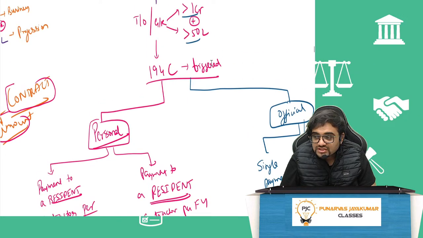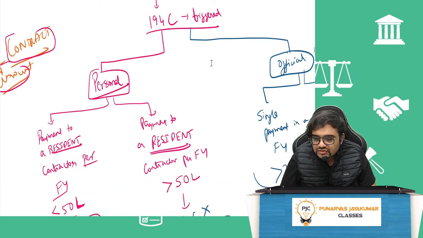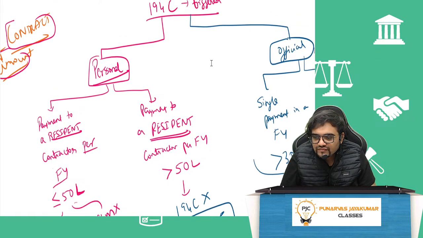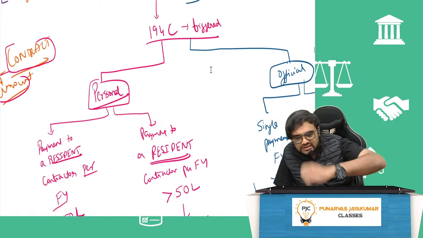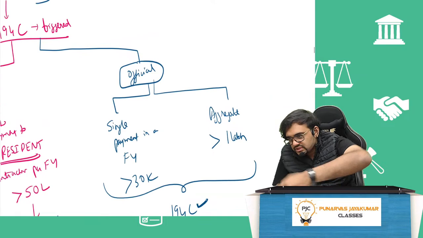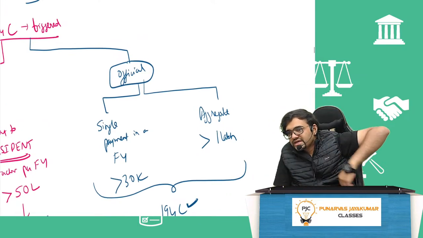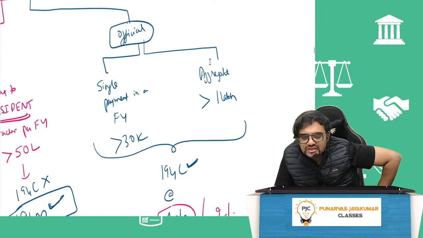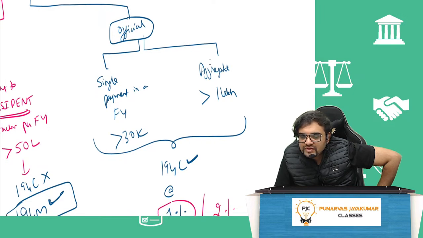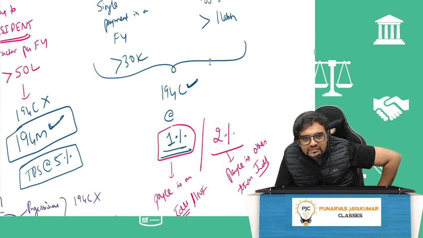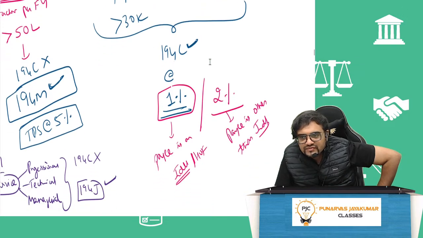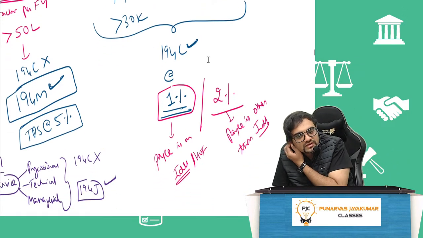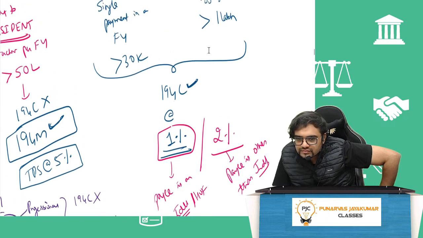Now, it gets triggered, but I need to see if he is using it for personal purposes or for official purposes. Let's assume he is using it for official purposes, like Virat Kohli hiring a contractor. Is he a big individual? 100% yes. So, he is hiring a contractor for official purposes. Single payment more than 30K, aggregate payment more than 1 lakh, 194C. Very simple. At what rate? 1% if the payee is an individual or 2% if the payee is other than an individual.